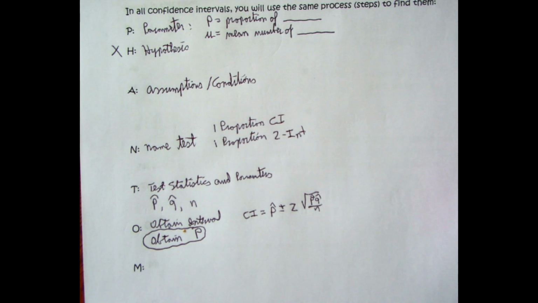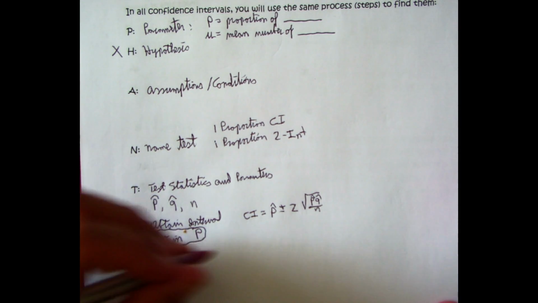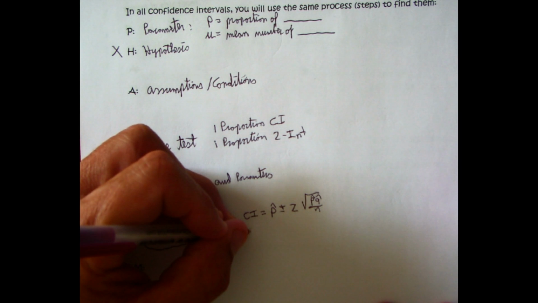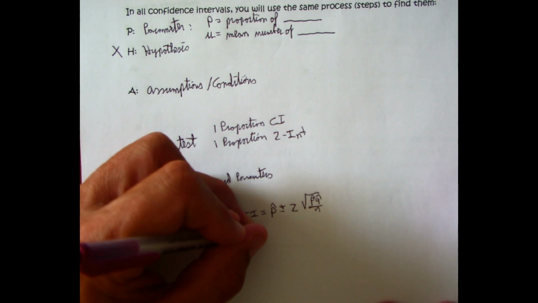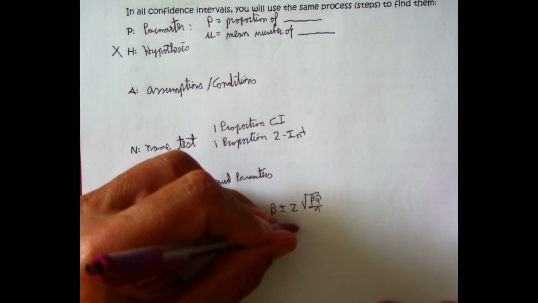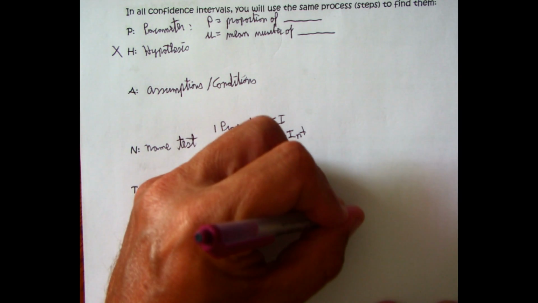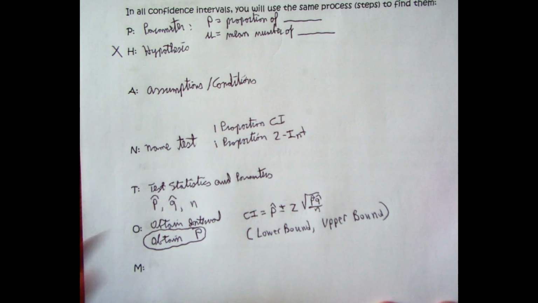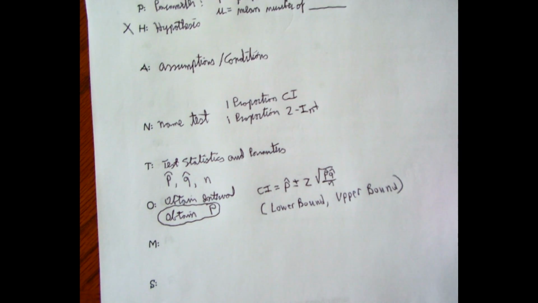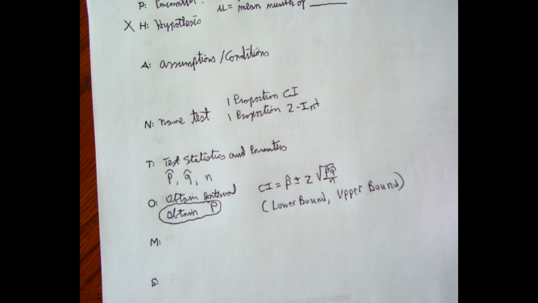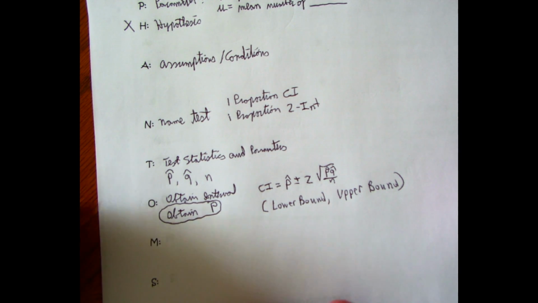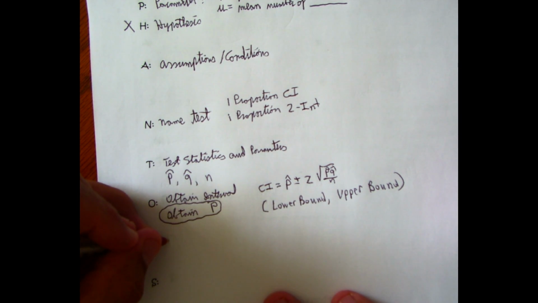You're then going to obtain your interval. In your interval, you're going to have a lower bound and an upper bound. So you would write down what that interval is. M does not pertain to confidence intervals; this only applies to hypothesis tests.